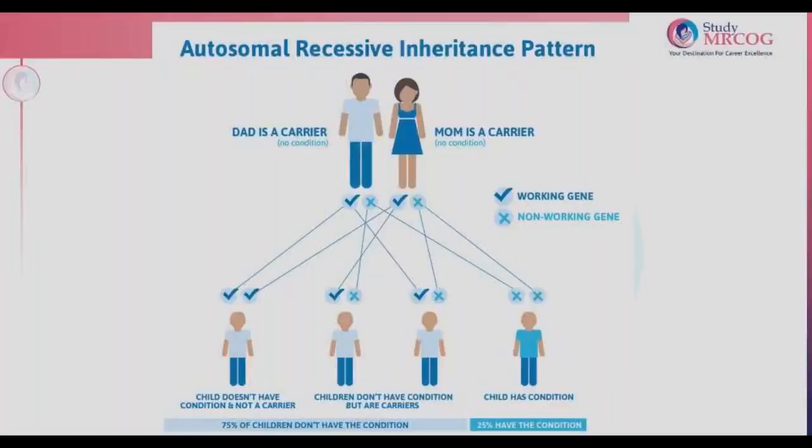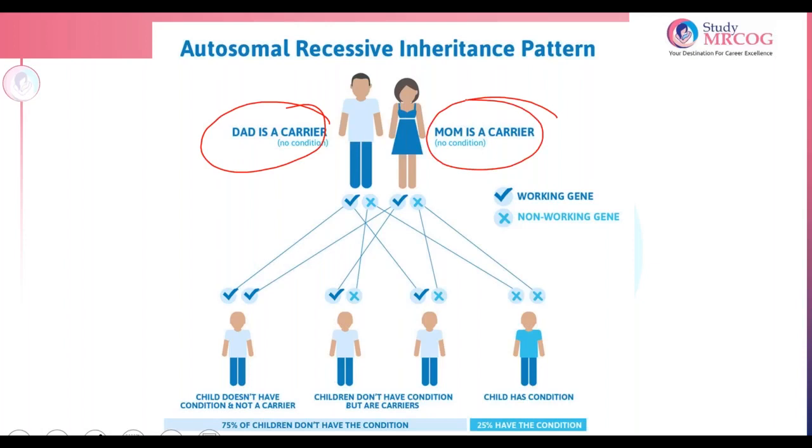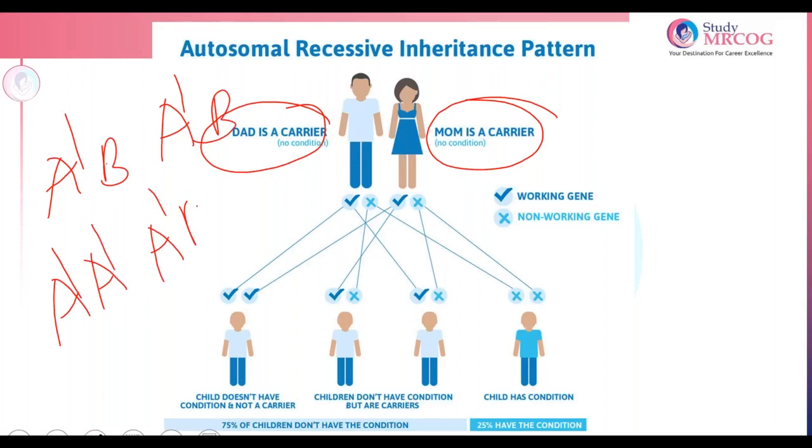Here, what is happening? Here you can see dad is a carrier, mom is a carrier. So we have sorted this out: if dad is a carrier and mom is a carrier, what can happen? How many kids can get affected? How many kids can be normal? And how many kids can be carriers?